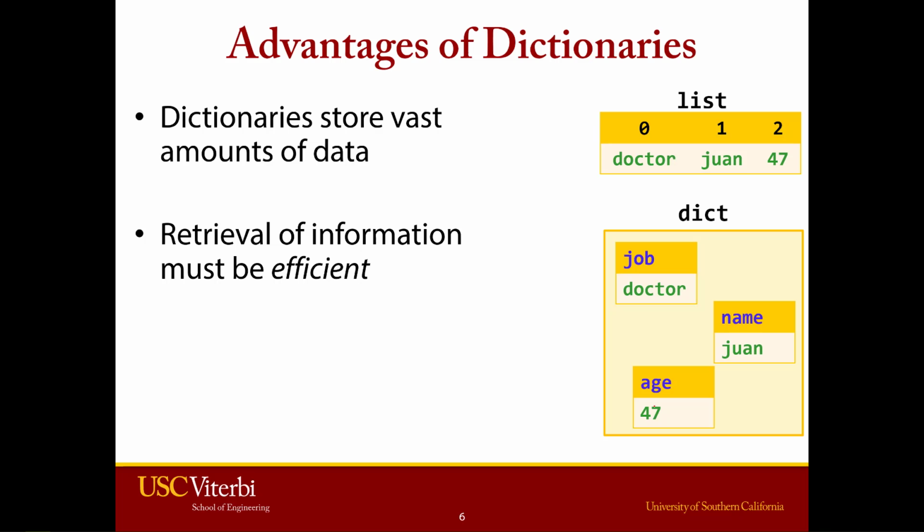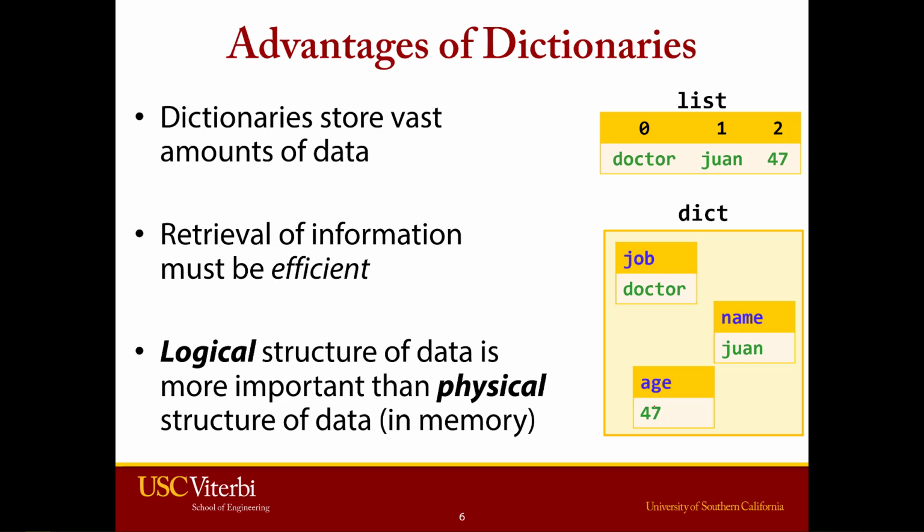Another advantage of dictionaries is a little bit more subtle, and that's the idea that the logical structure of the data is more important than the physical structure. By that I mean job is the key, the value is doctor, but those are actually linked in an important way, because you know that the job is a doctor. Same thing, name and Juan give you information. If I know that name is the title of my key, then it helps me know what Juan means in the data. So it provides meaning for the data.